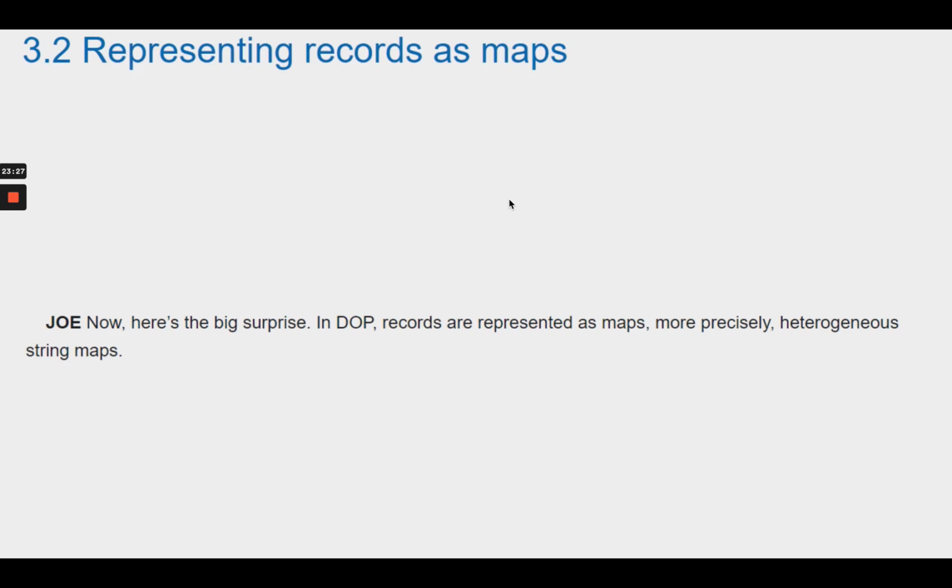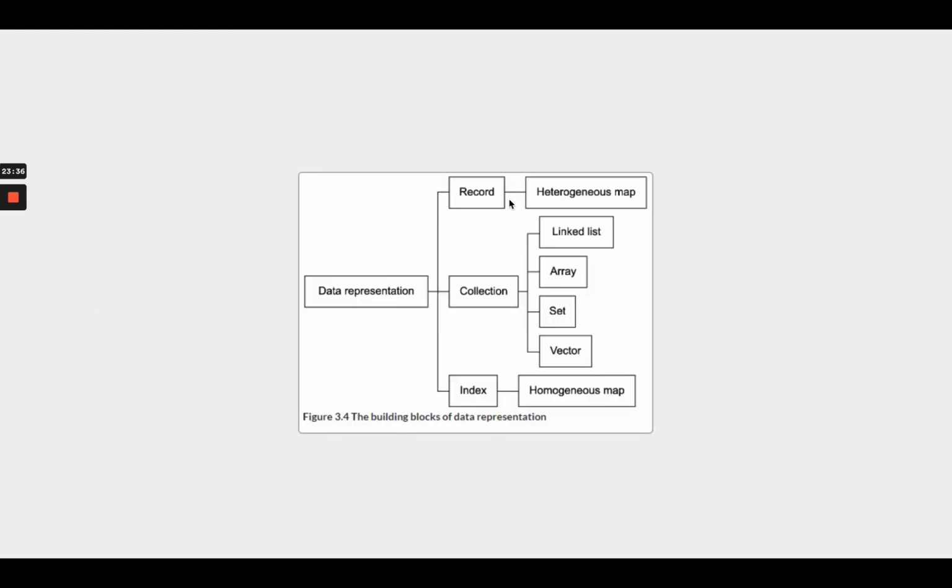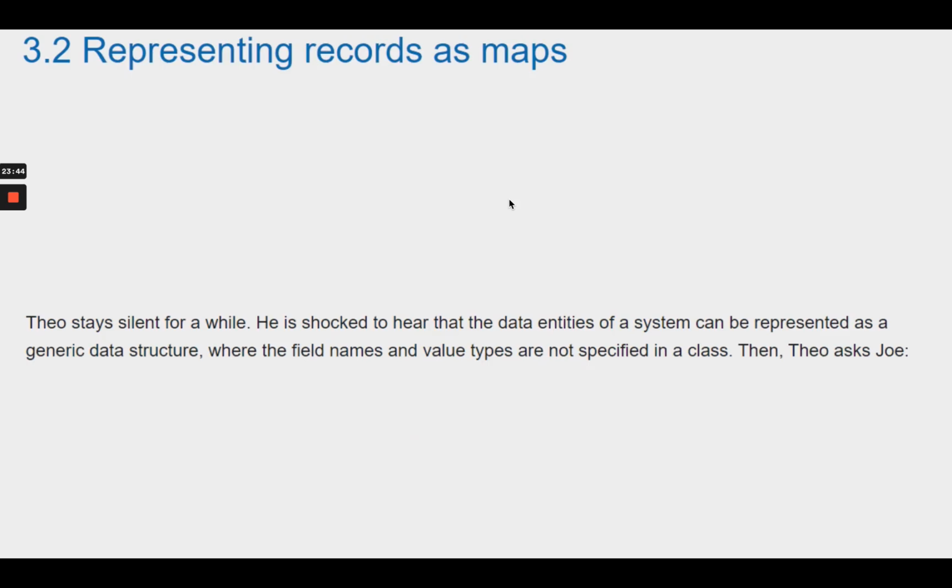Joe, now here's the big surprise. In DOP, records are represented as maps, more precisely, heterogeneous string maps. Joe goes to the whiteboard and begins to draw. When he's finished, he shows Theo the diagram in figure 3.4. Theo stays silent for a while. He is shocked to hear that the data entities of a system can be represented as a generic data structure, where the field names and value types are not specified in a class.